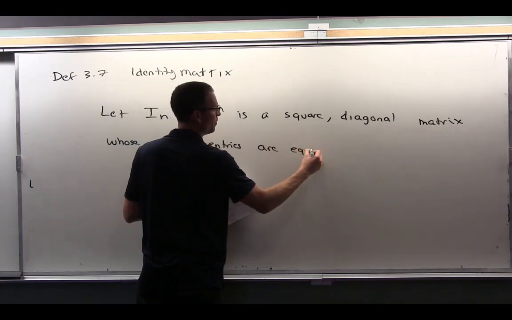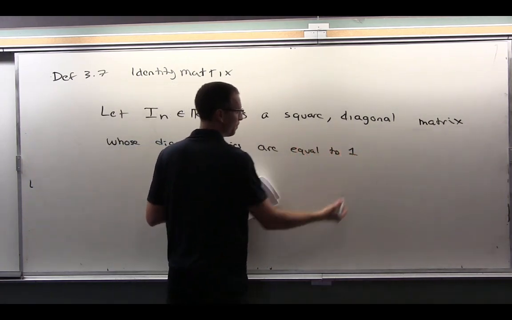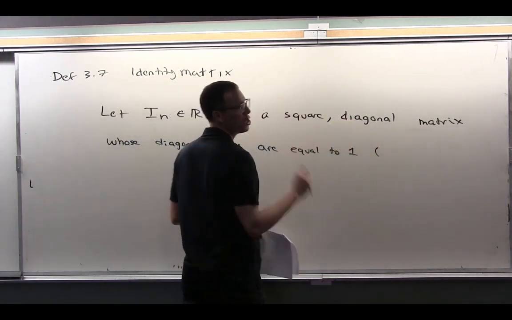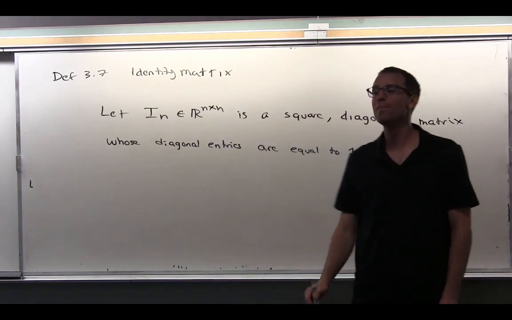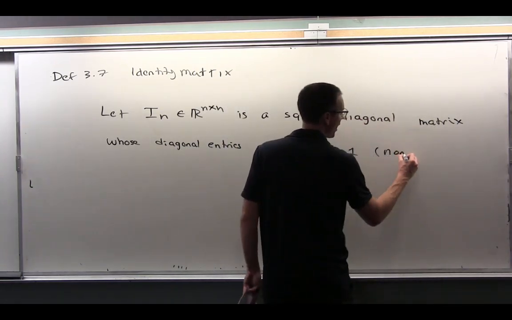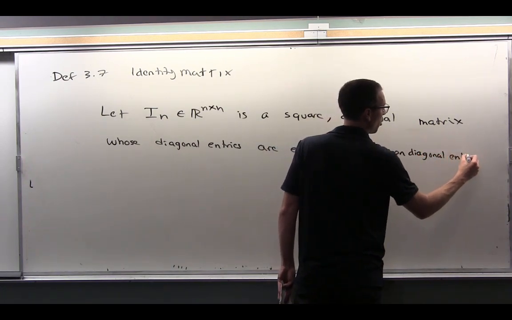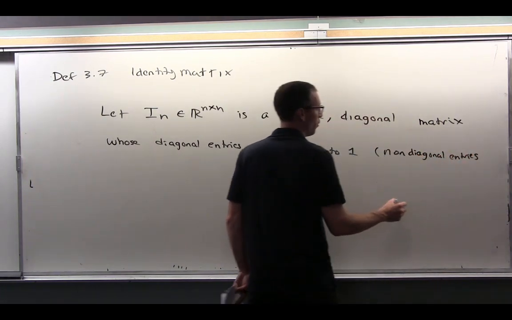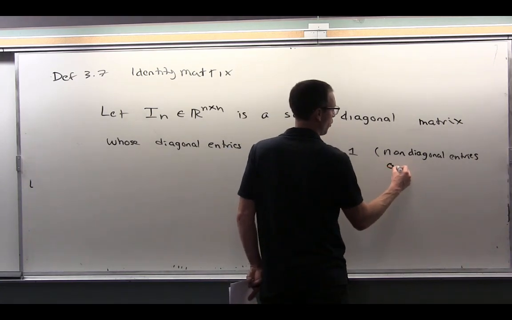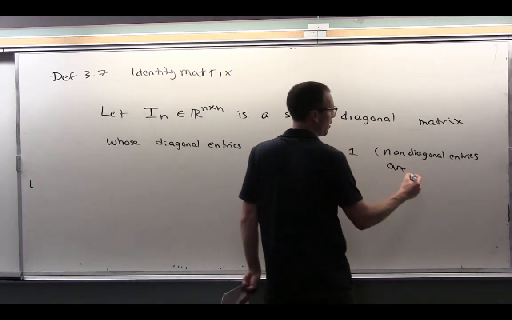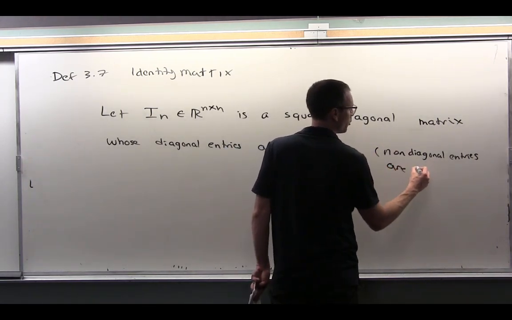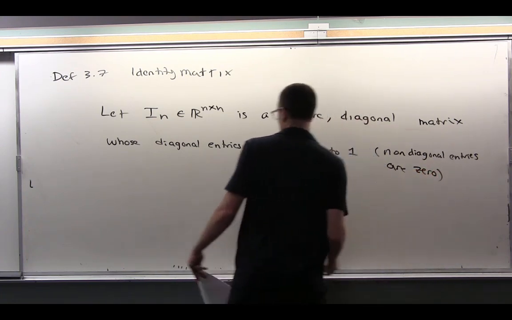are equal to 1. The moment I tell you it's a diagonal matrix, what do you immediately know about the non-diagonal entries? So this is called beating a fly with a sledgehammer. We've already said that it's diagonal, but I'm just going to make it really, really clear. The non-diagonal entries must be 0 by definition.